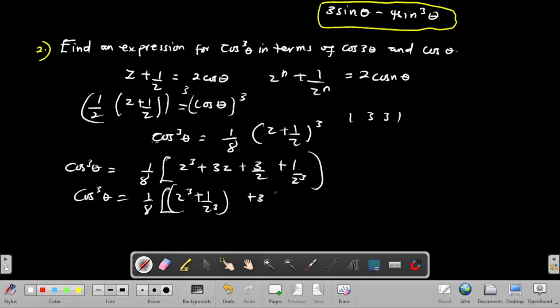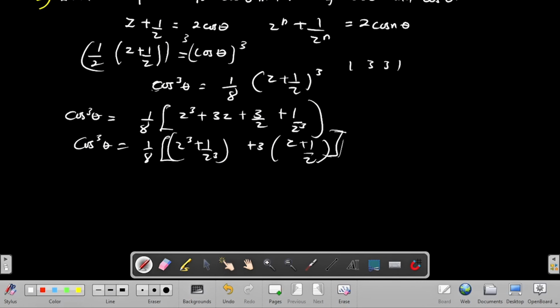Remember, I'll have 3 outside: z plus 1 over z. So I now have two different powers. Is that not it? 1 and 3 separated. Then at this point, I'll simply have to multiply through by 1 over 8. So my cos cube theta will be equal to 1 over 8 multiplying z cube plus 1 over z cube, plus 3 over 8 multiplying z plus 1 over z.